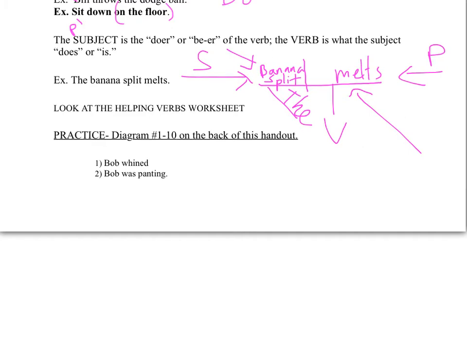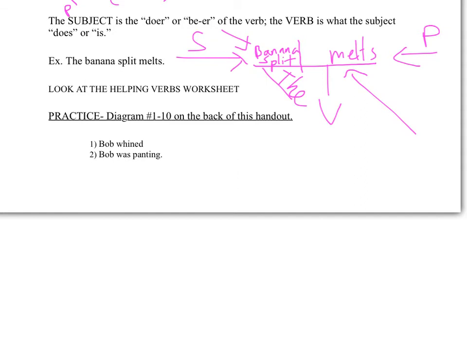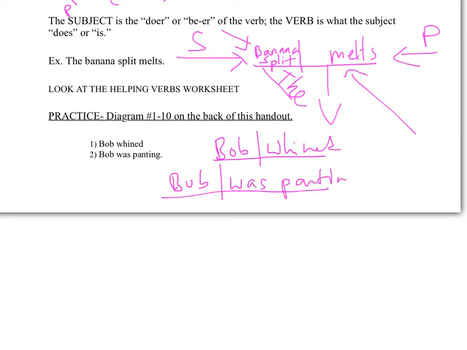All right, let's do a little bit of practicing. Bob whined. Well, first we'll make the important line. Bob is the subject. Whined is the predicate. Bob was panting. Bob is the subject. Then we have was and panting. Was is a helping verb. Panting is the ending verb. So notice that helping verbs go on the important line. Now, if you forgot what a helping verb is, go ahead and watch my video, The Helping Verb Song, and that will remind you of the various helping verbs.